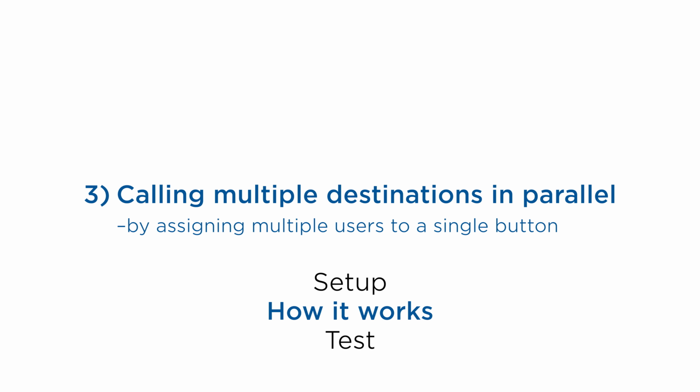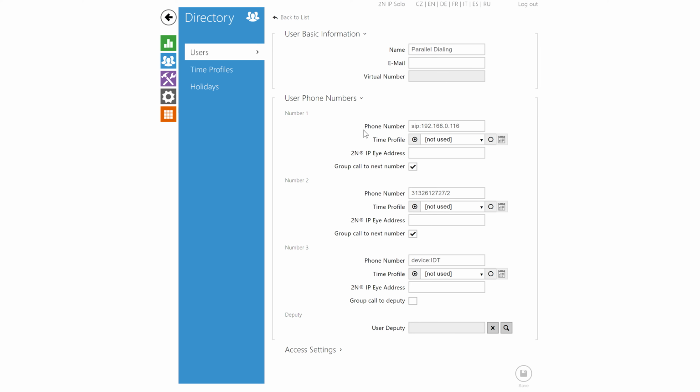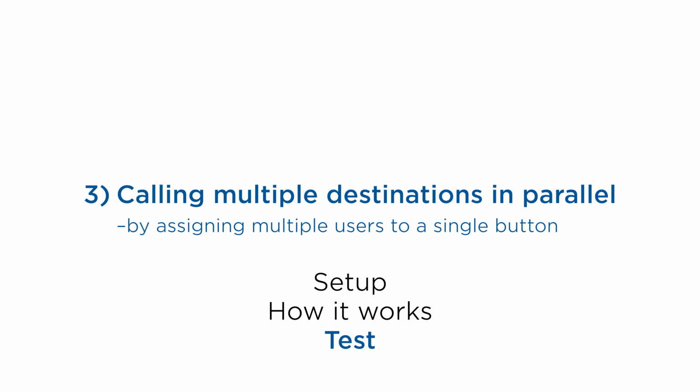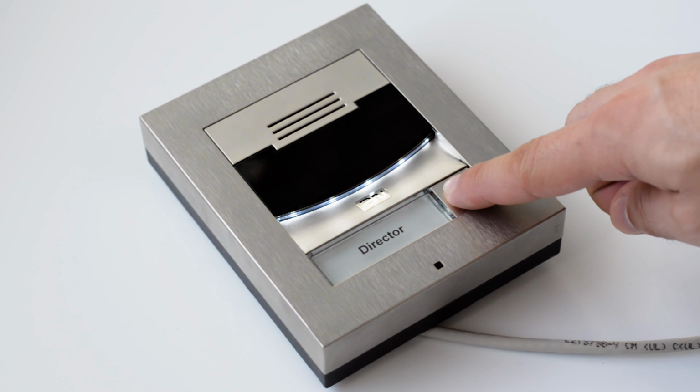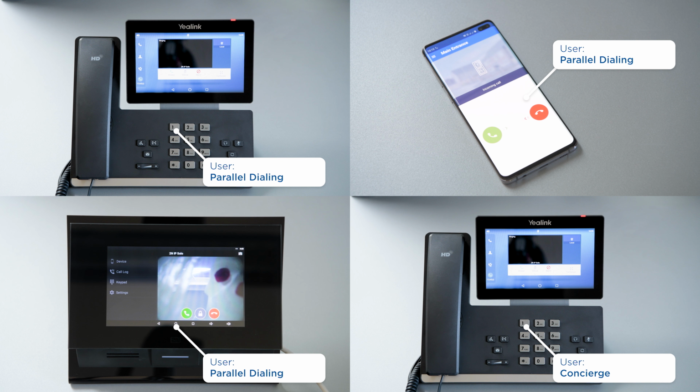So how does this work? Well, all users' first numbers are called at the same time once the button is pressed. Depending on the group call checkbox, other numbers might be dialed at the same time as well. The concierge user is not linked to this user anymore, but he's still dialed at the same time due to being assigned to the same quick dial button. The behaviour will look identical to the previous example, but it might be easier to manage since you don't have to look for linked users and you can easily edit button assignments.